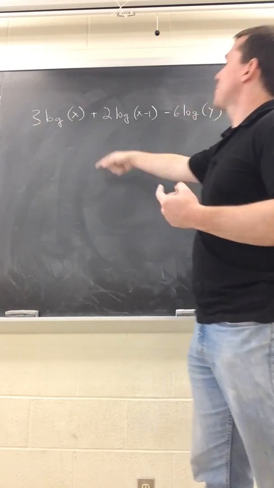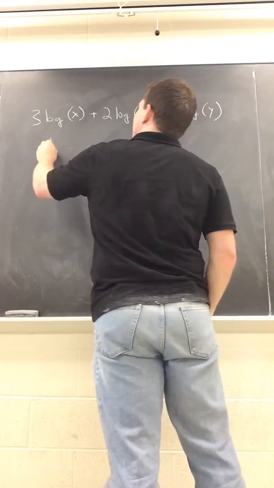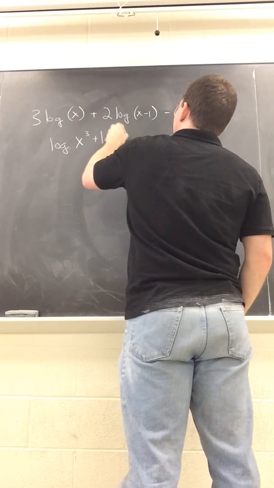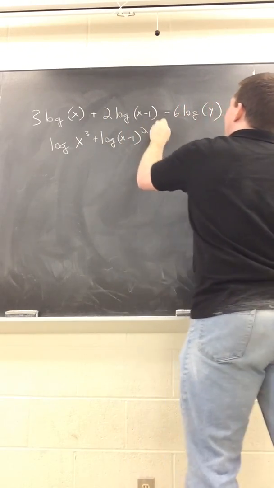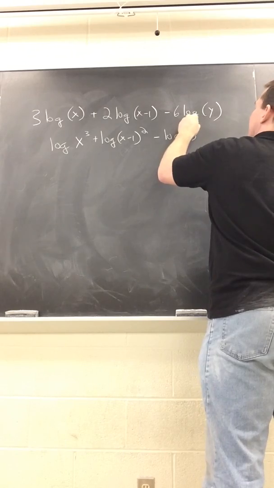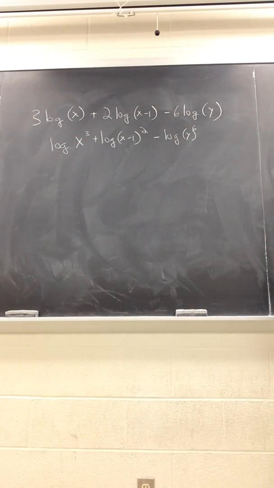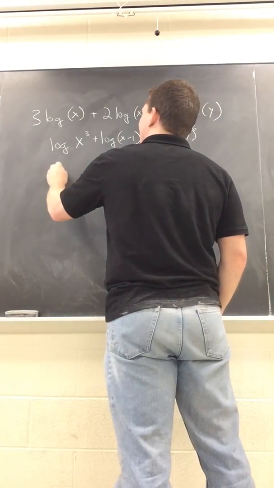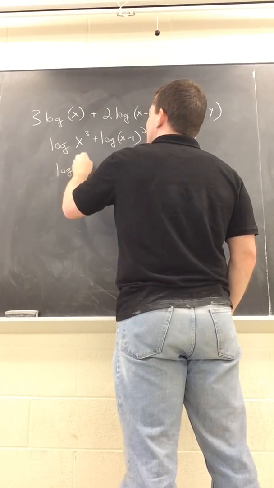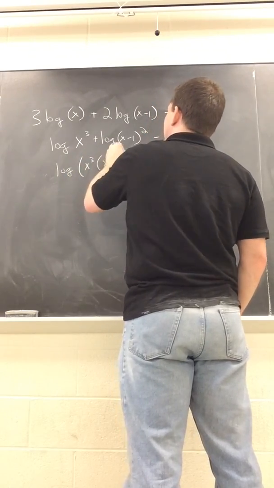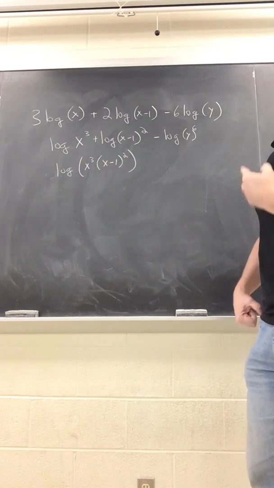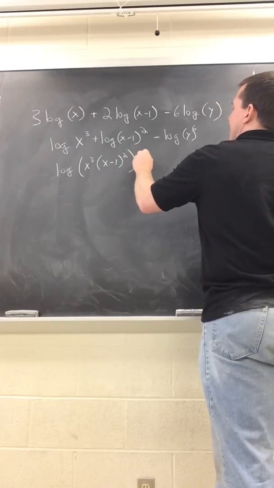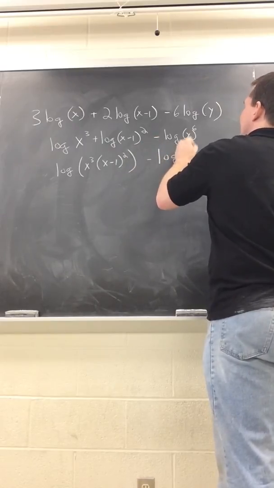Well, first, we have constants out in front. Those can be brought in as powers. So this becomes log of x cubed plus log of x minus 1 squared minus log of y to the 6th. But now, this is the sum of two logs. The property says I can write that as the log of the product. So it's log of x cubed times x minus 1 squared. You don't need to FOIL that out for right now, just leave it like that. When we get to problem solving, then we'll have to solve all of that. Minus log of y to the 6th.